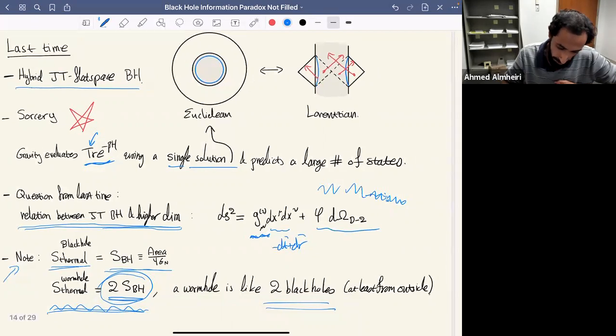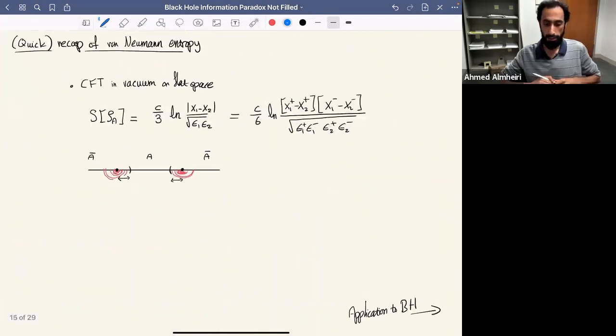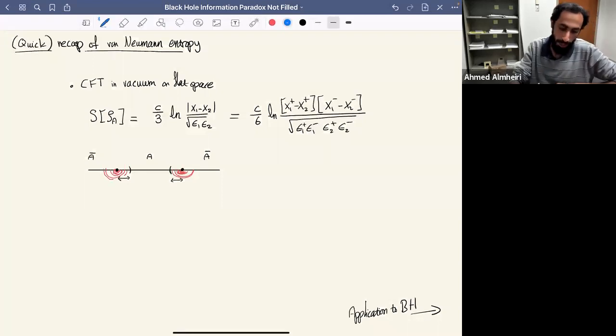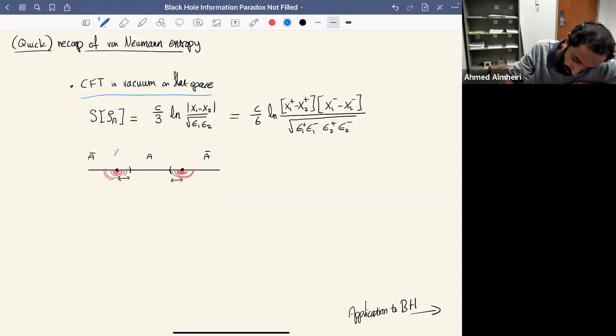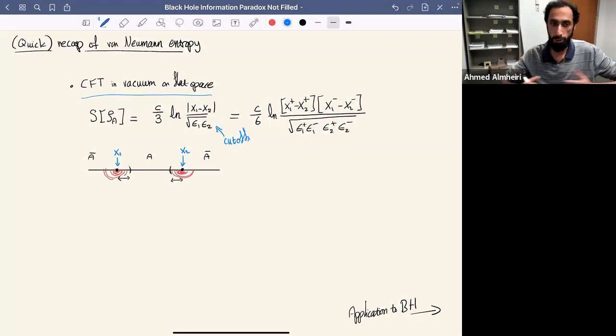Okay, so let's move on. Next, let me give a quick recap of the computation of von Neumann entropy. I'm sure you guys have been steeped in how to compute entanglement entropy from the other talks. The statement is that given a CFT in the vacuum on flat space, there's a very nice formula for computing the entropy of an interval. Say the interval is between two points x1 and x2. Then the formula is c, the central charge, over 3 times the logarithm of the length between x1 and x2, divided by these cutoff factors, which come from renormalizing the twist fields, which you use to derive this formula.